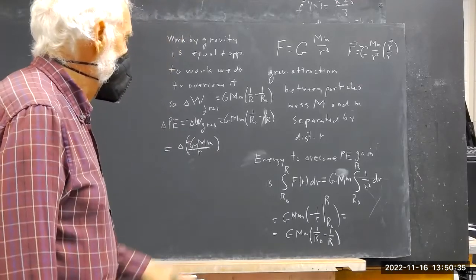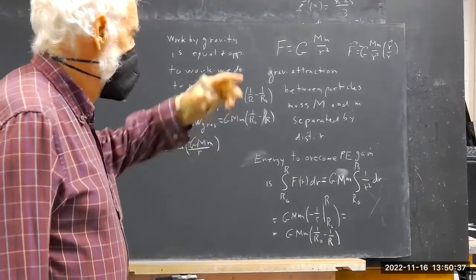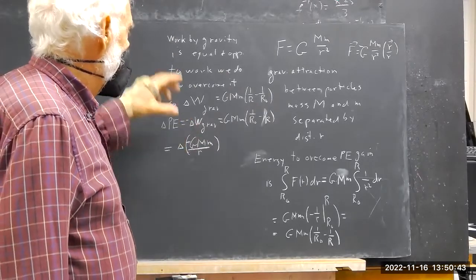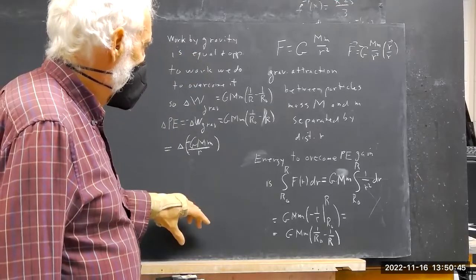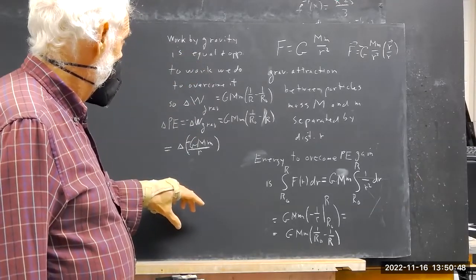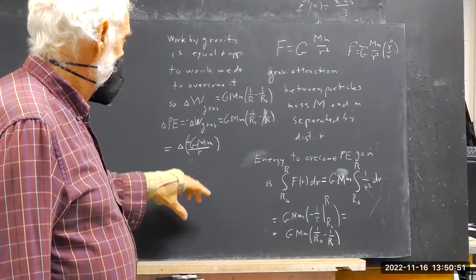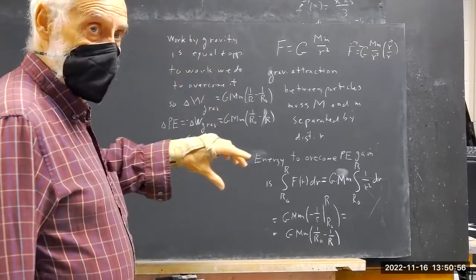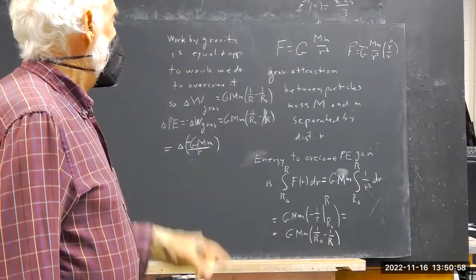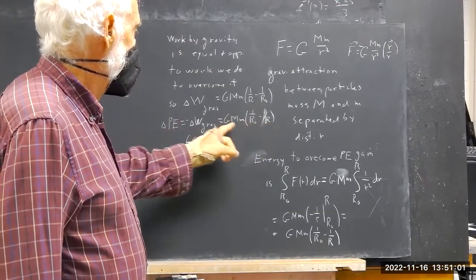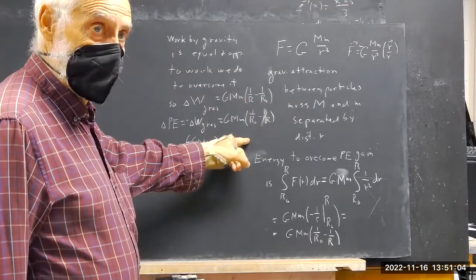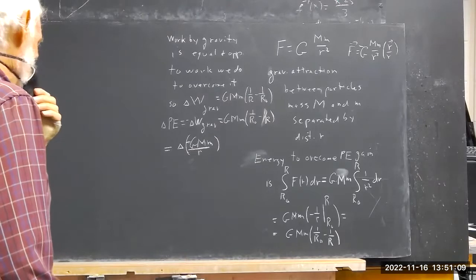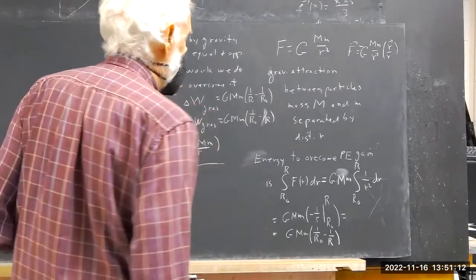Okay, in other words, if R goes from R naught to big R, this goes from negative GMm over R naught to negative GMm over R. And there's your negative GMm over R, there's your negative GMm over R naught. So there's your change.